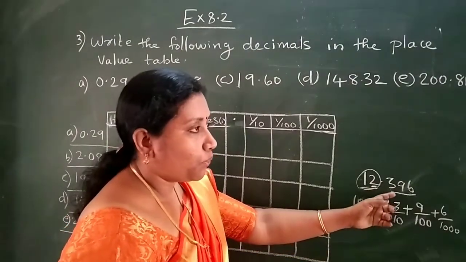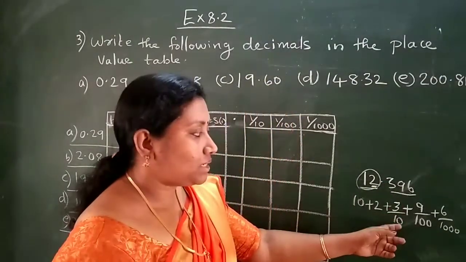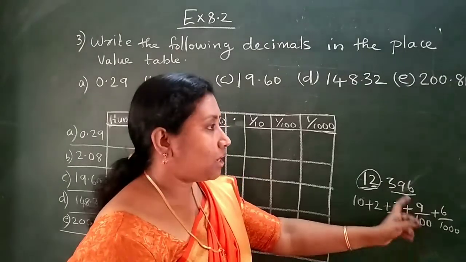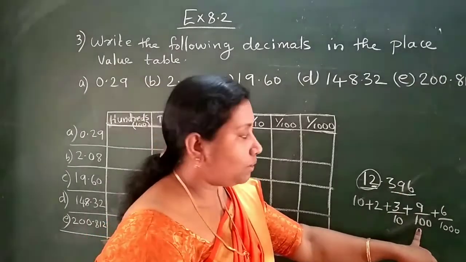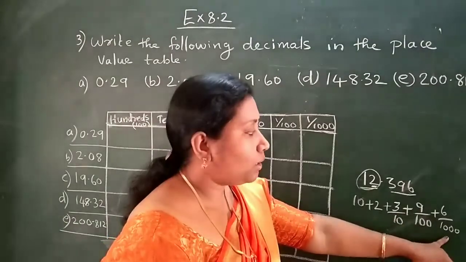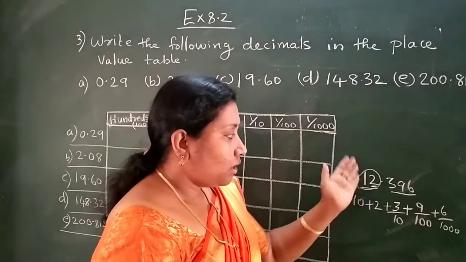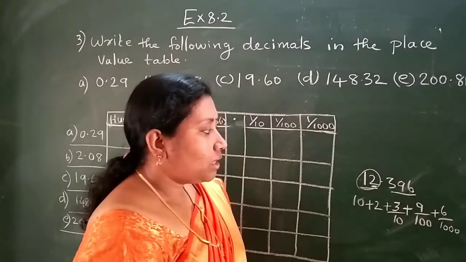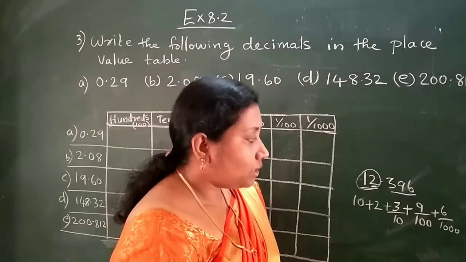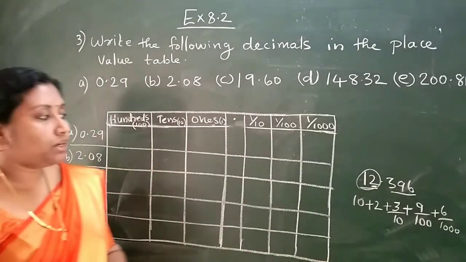After the decimal point, the first place value is the 1/10th place. Then the place value of the second place number is the 1/100th place. Then the third place is the 1/1000th place. What is the fourth place value? If there is a fourth digit, the place value of that number is 1/10,000. Okay, this way the place values of a decimal number go on.